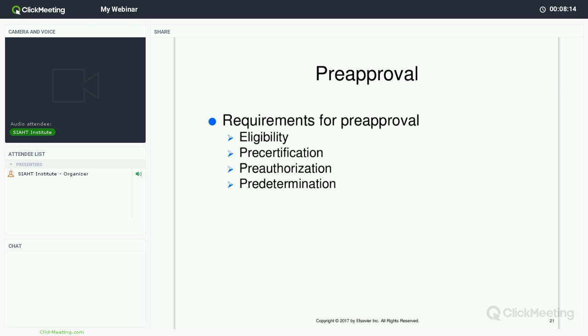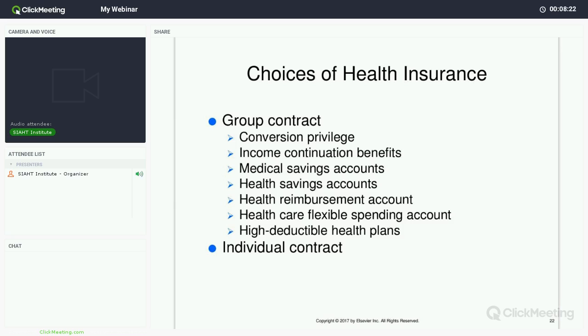Requirement for pre-approval basically is eligibility, pre-certification, pre-authorization or predetermination. And then you have choices for different types of health insurances. You can have an individual contract or you can have a group contract. Individual contract is as an individual, you take the insurance for yourself and your family. Group contract basically is one that people get through their jobs or employer.